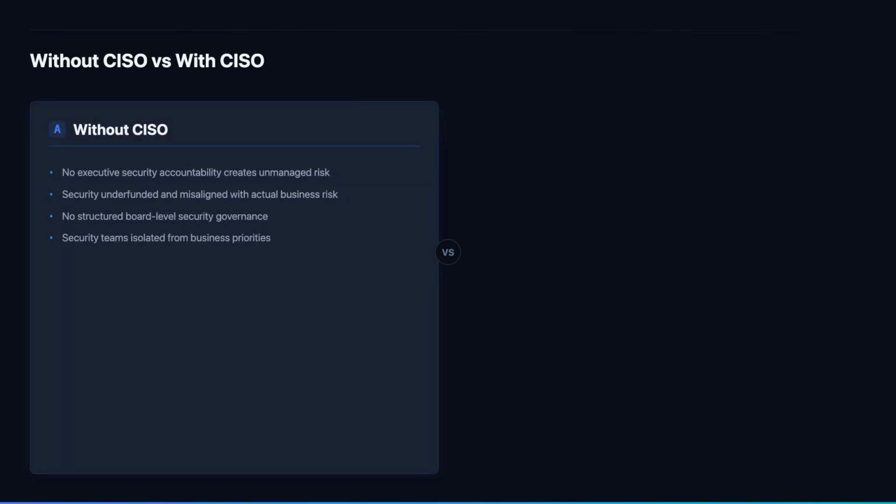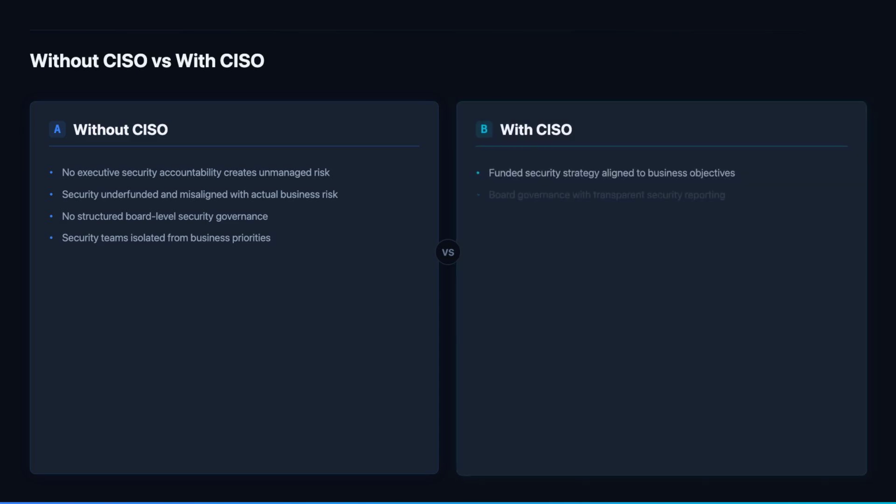Let us compare what happens without versus with CISO. Without a CISO, security decisions are made ad hoc without business context, producing inconsistent controls, inadequate governance, and insufficient investment in the risks that matter most. With a CISO, security becomes a board-level discipline with a funded strategy, defined risk appetite, accountable governance, and transparent reporting, enabling the organization to manage security with the same rigor as any business risk.